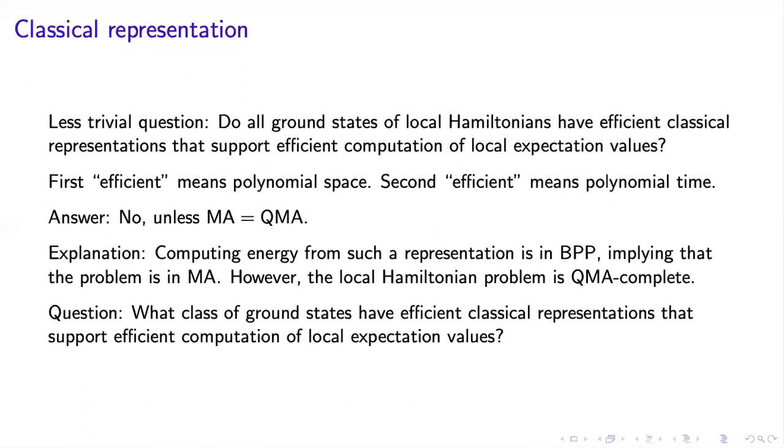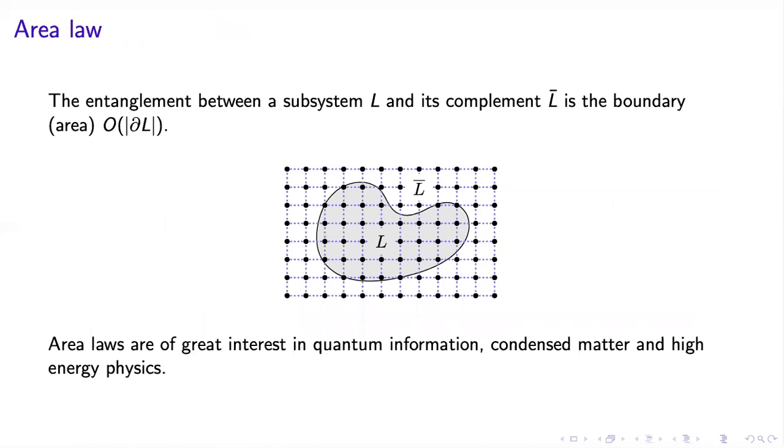It turns out that at least in one dimension, this is related to the amount of entanglement in the state. Let me introduce the notion of area law, which is a notion of low entanglement. Suppose that we have a system and we divide the system into two subsystems, L and L bar. Then we ask about the entanglement between these two subsystems. If the entanglement scales as the size of the boundary, then we have an area law. If the entanglement scales as the number of sites in L, then we have a volume law.